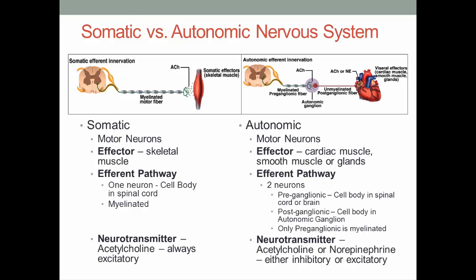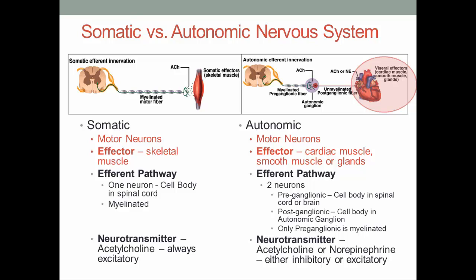So let's first compare the somatic versus autonomic nervous system and look at the differences in their anatomy. As I mentioned before, both the somatic and the autonomic are motor neurons because they're part of the motor division. The effector for the somatic nervous system is skeletal muscle, whereas the effector, remember, meaning what that nervous system is acting on, would be either cardiac muscle, smooth muscle, or glands. Those are the only three things the autonomic is going to be linked to.